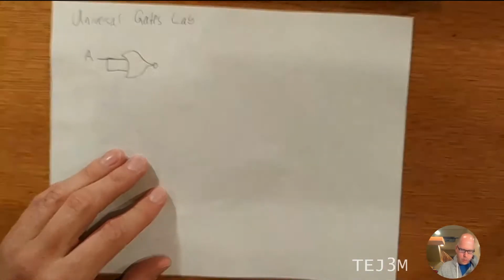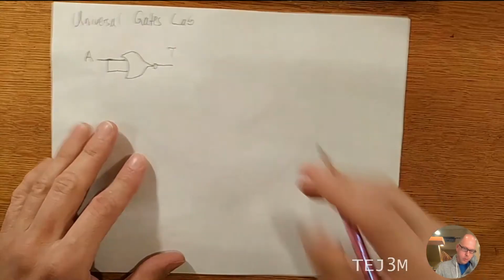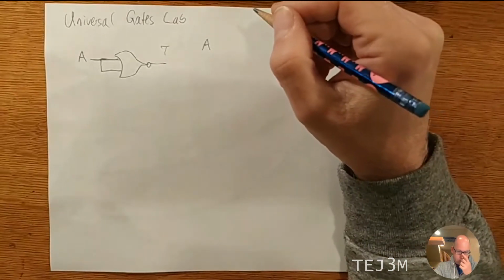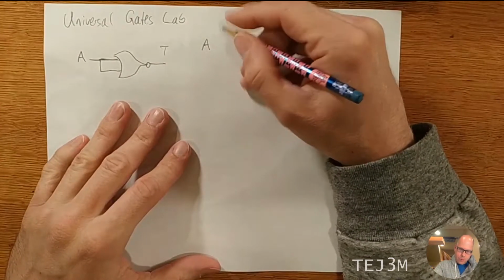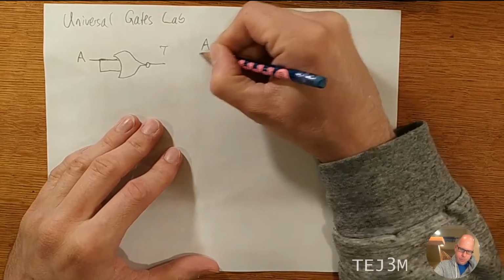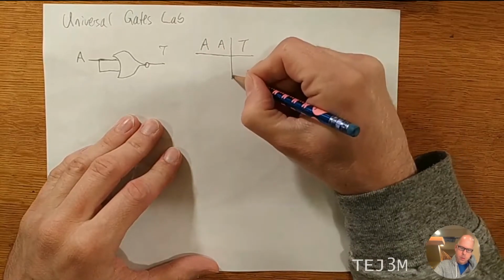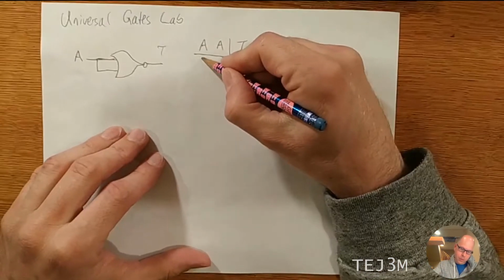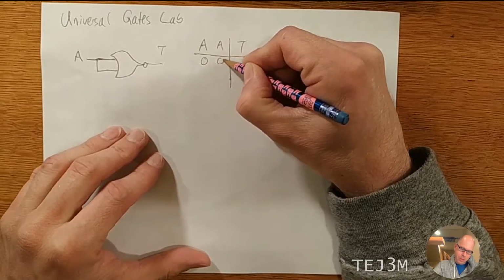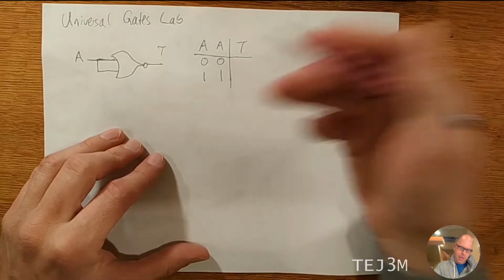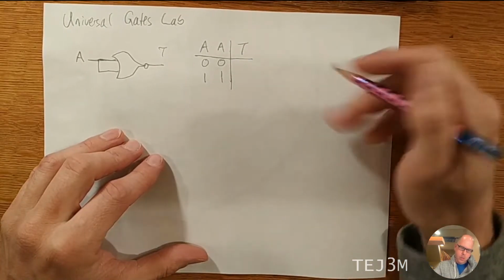And T. So how would you do the truth table? You'd have A, and for ease of doing this, I'm going to put A again, then T, just because we have two inputs and they're the same thing. Whatever this input is, this one has to be the same because it's the same input. So it can either be 0, 0 or 1, 1. It can't ever be 0, 1 or 1, 0, same input.